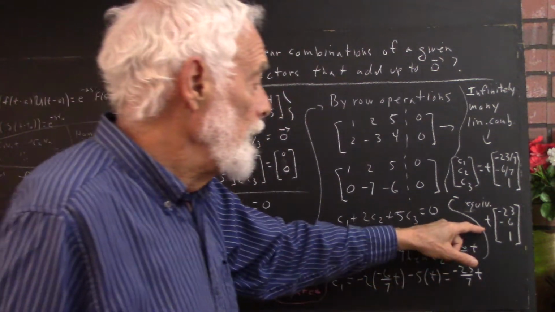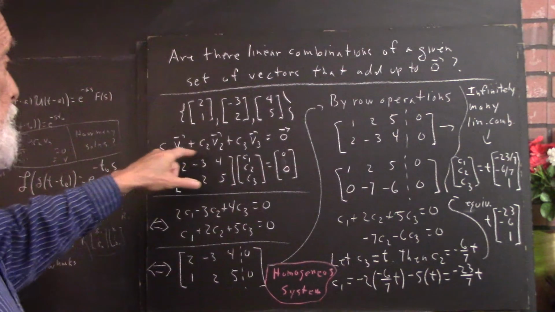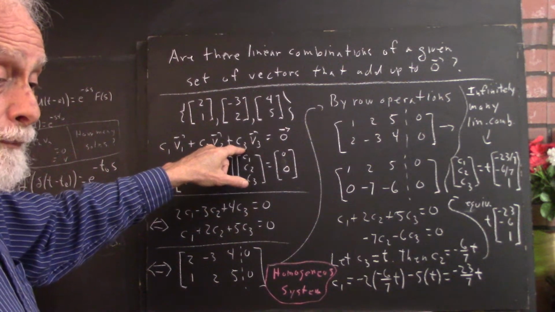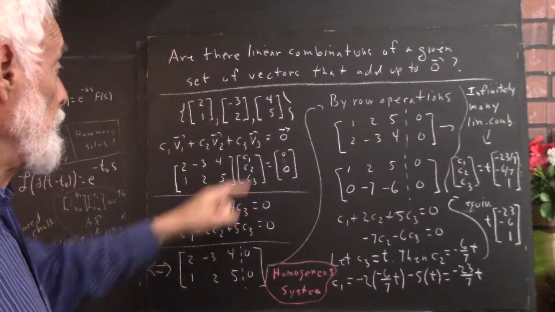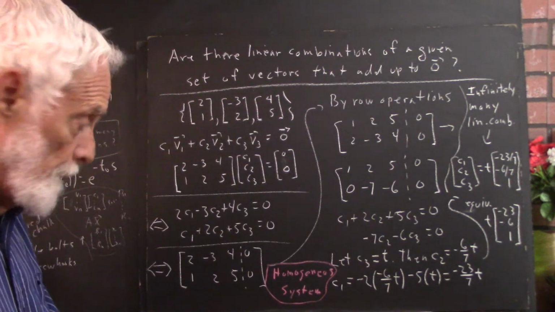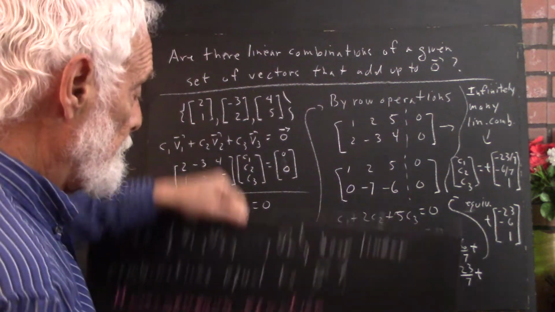Okay, so any multiple of these three numbers gives us a linear combination C1, C2, C3, which when multiplied by these vectors in turn gives us a 0 vector. And we call this system a homogeneous system because we have zeros here.